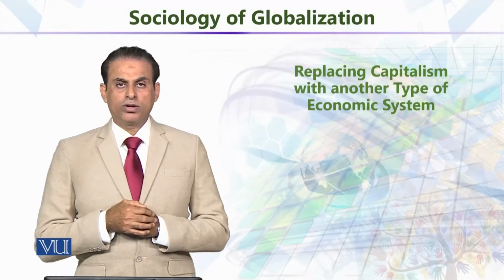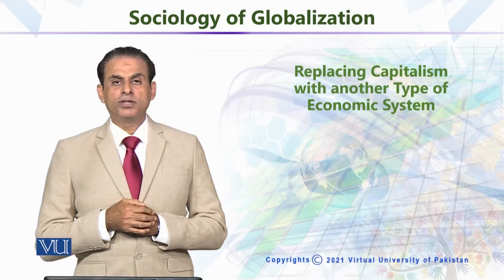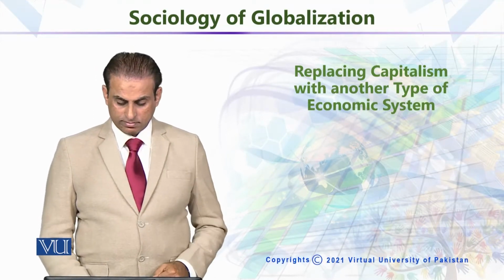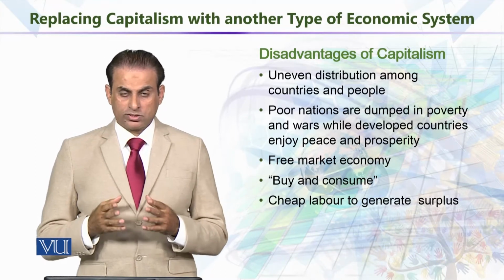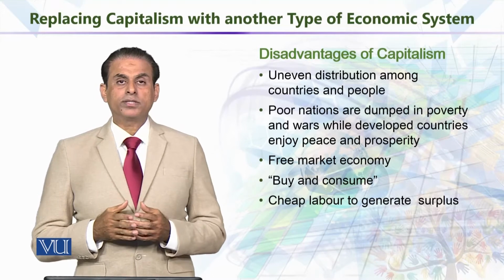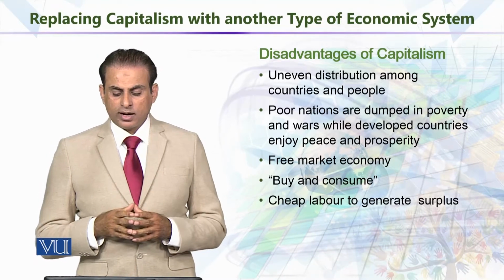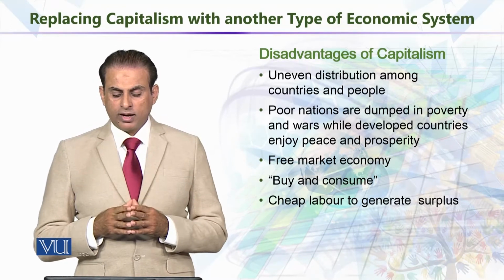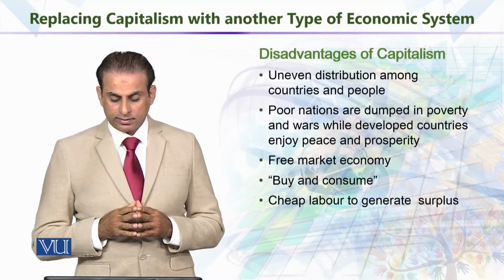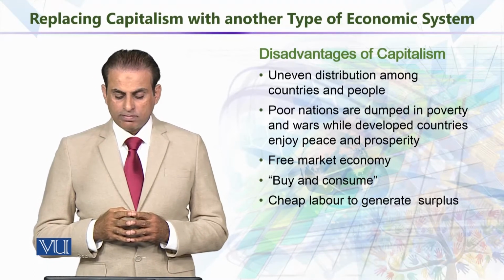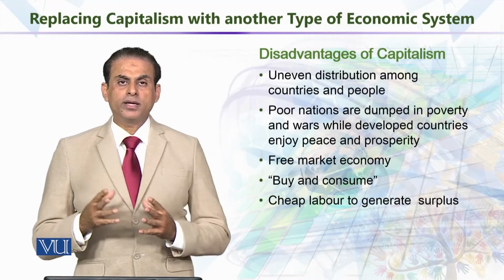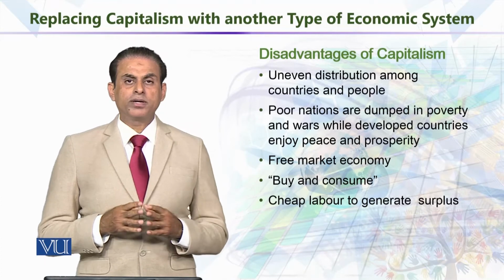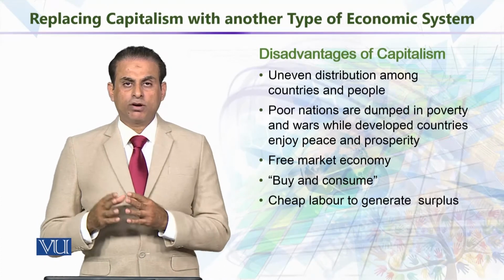In this module, we are going to talk about replacing capitalism with another type of economic system. Here, they are mentioning the disadvantages of the existing capitalist system: uneven distribution among countries and people. Poor nations are dumped in poverty and wars while developed countries enjoy peace and prosperity. Free market economy, buy and consume, cheap labor to generate surplus. Rich countries are enjoying all comforts at the international level, while the developing countries are suffering at the behest of the international rich elite.